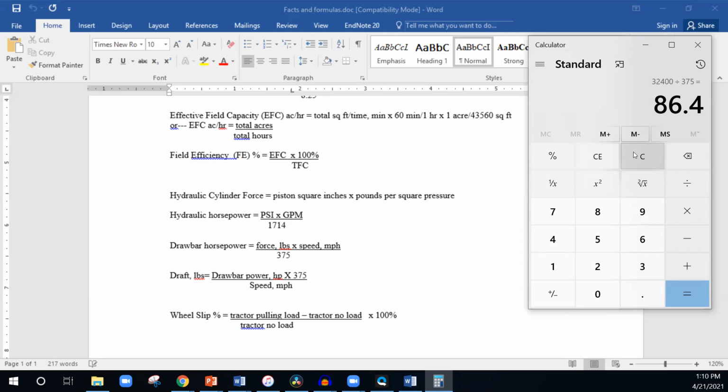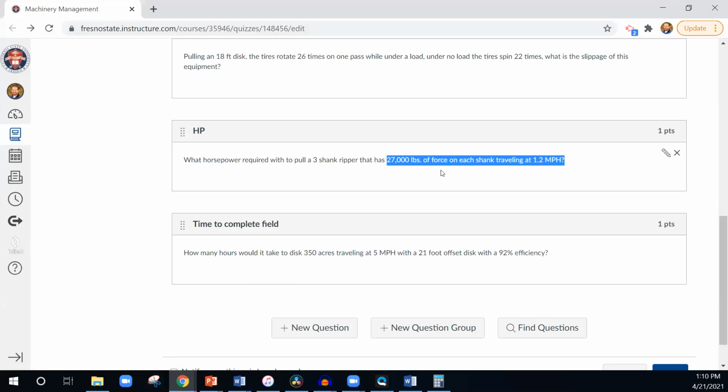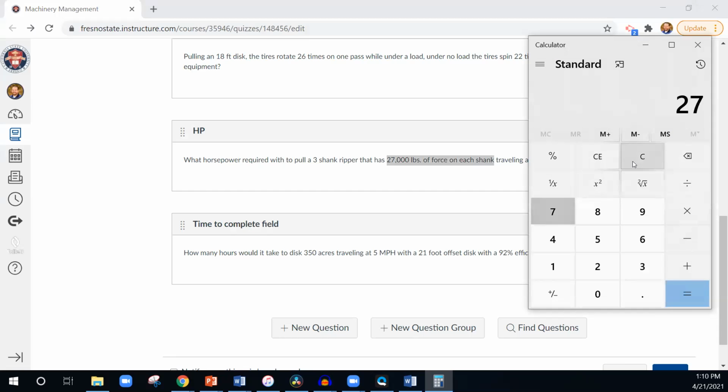Where we kind of missed this thing is that it's 27,000. I'm going to go back to this thing here. It's 27,000 pounds of force on each shank. Okay, so each shank is producing that amount of force. So what you got to make sure that you do is that you take that 27,000 times that by 3, because there are 3 shanks on this ripper here.